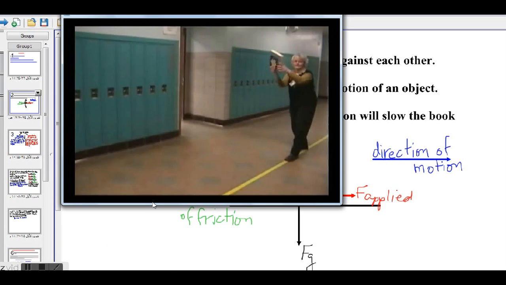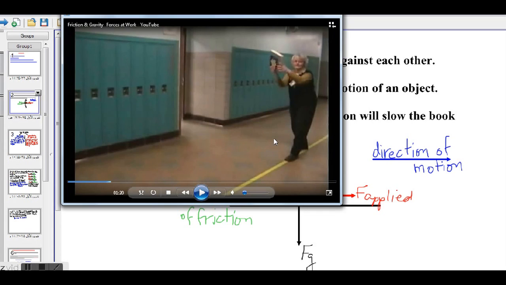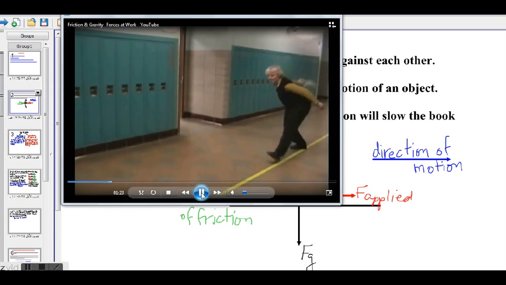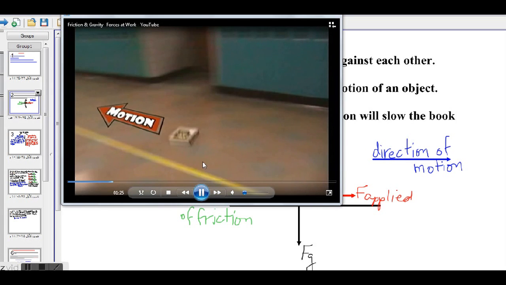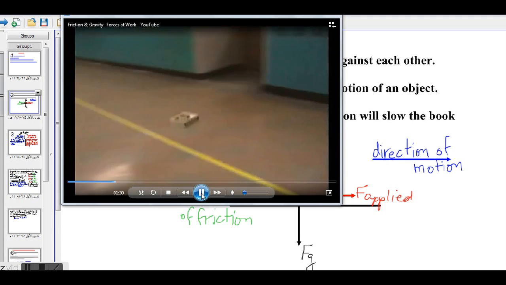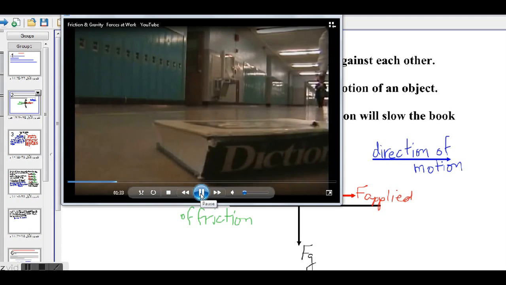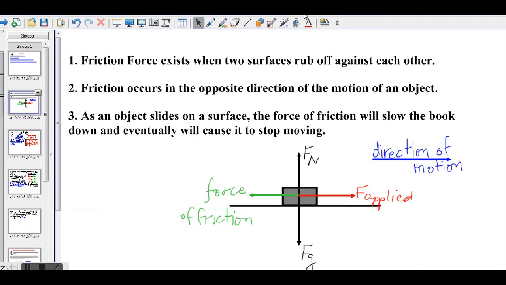As we are going to see in this video, this lady is throwing this book on the floor. We will see it will slide in this direction. Friction is always opposite to the direction of motion. It will slide until it comes to a stop. So the force of friction always opposes motion and tries to stop the motion.